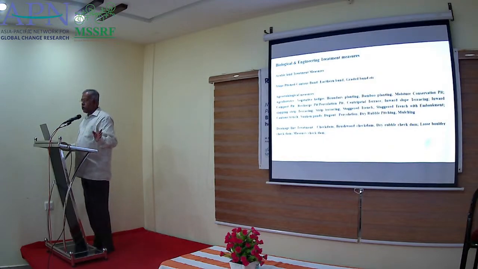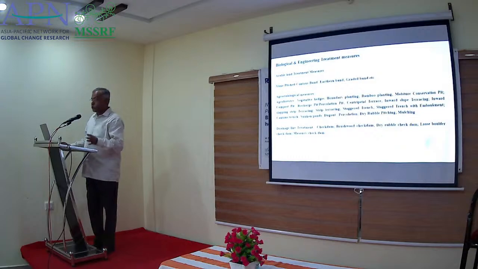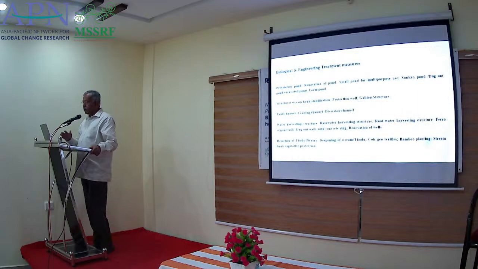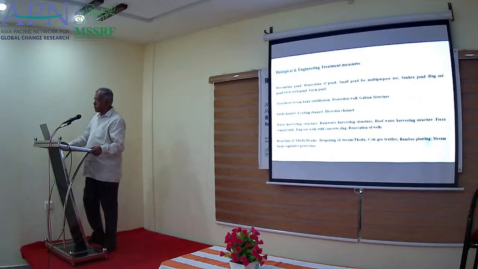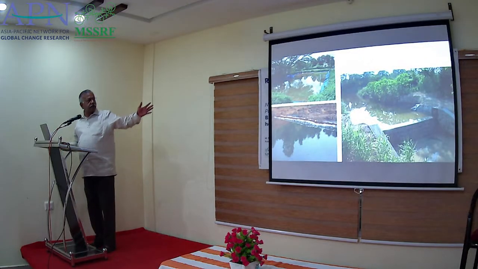So you can have biological and engineering treatment measures for all these watersheds through arable land treatment measures, then stone pitched contour bund, earthen bund, etc., agrostological measures, forestry, vegetation, hedges, and all such things, drainage line treatment. So many sorts of activity we will be able to take up. Then structural stream bank stabilization, percolation ponds, renovation of ponds, field channel, leading channel, diversion channel, water harvesting structures, resection of thodu drains, deepening of streams, coir geotextiles to protect the stream banks.